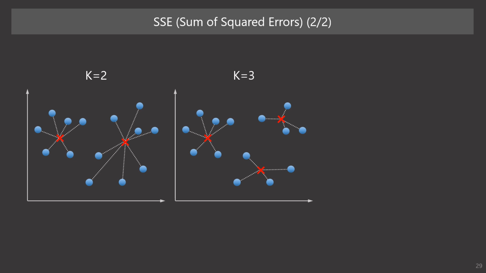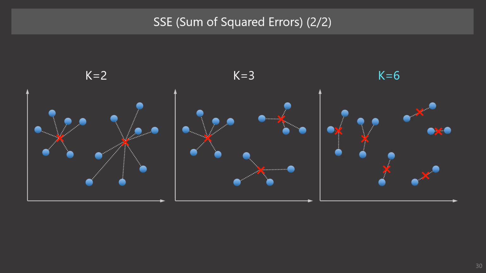Let's look at another case. The dataset is the same, but k is 3. There are 3 clusters. Data points concentrate around each centroid, so SSE is smaller than the previous case. So, it is a better clustering than the previous case.